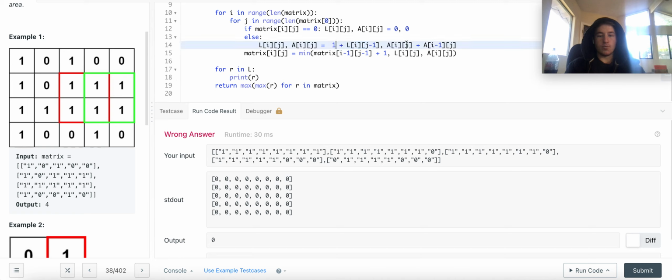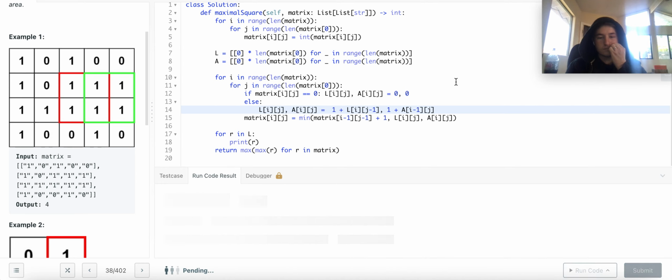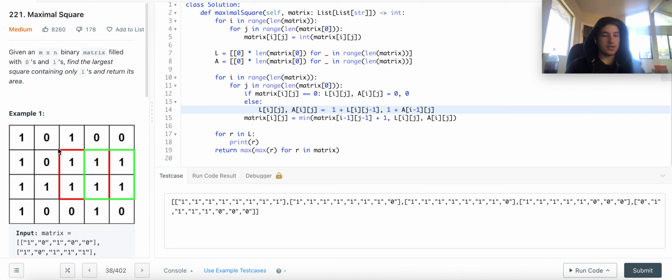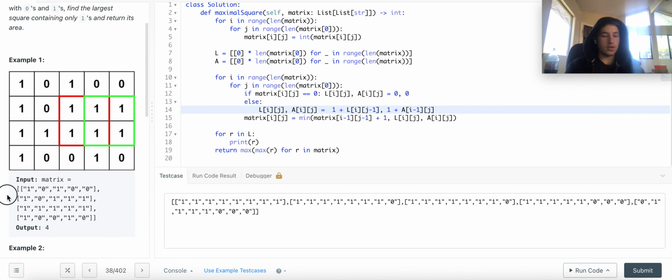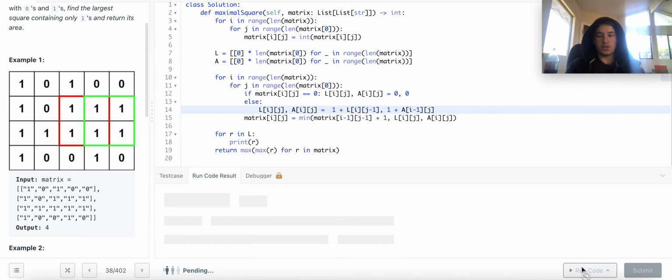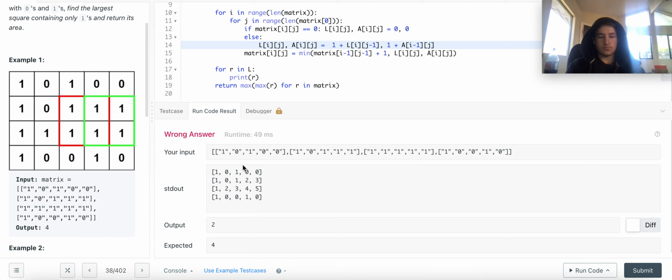Right, this gets not, because this is 1 for the matrix. Okay. So I changed it to a different test case. I'm an idiot. Okay, so let's look at this test case. Let's see how it works. So let's compare that to what we did here.